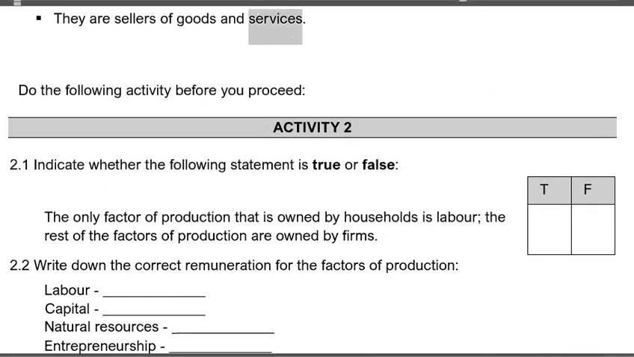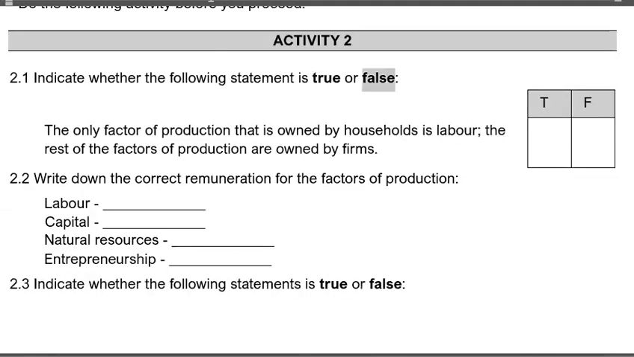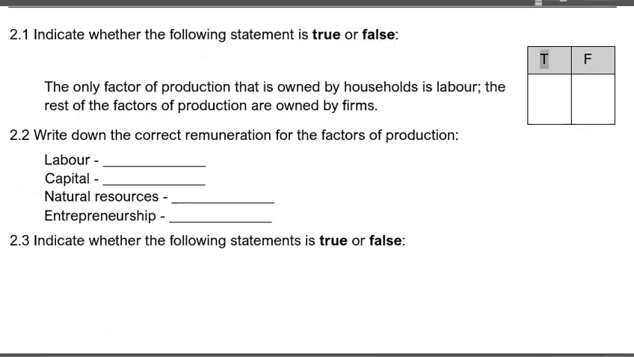Do the following activity before you proceed. Activity 2. 2.1 Indicate whether the following statement is true or false. The only factor of production that is owned by households is labor. The rest of the factors of production are owned by firms.